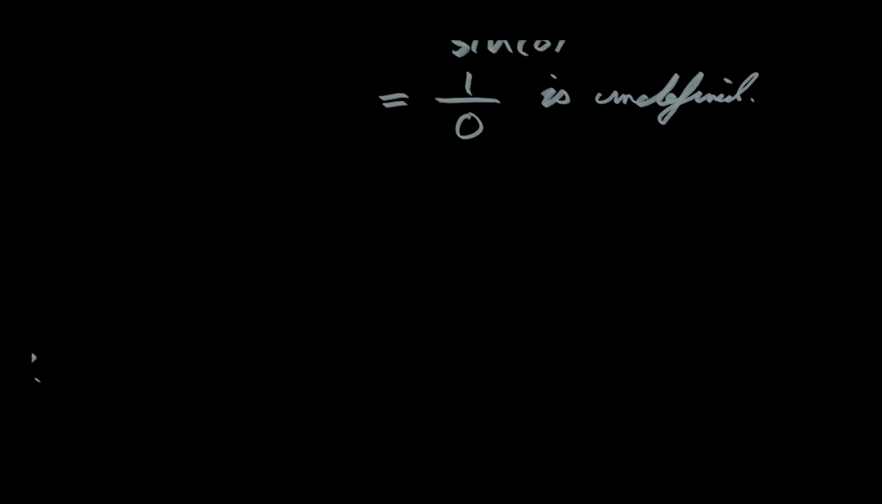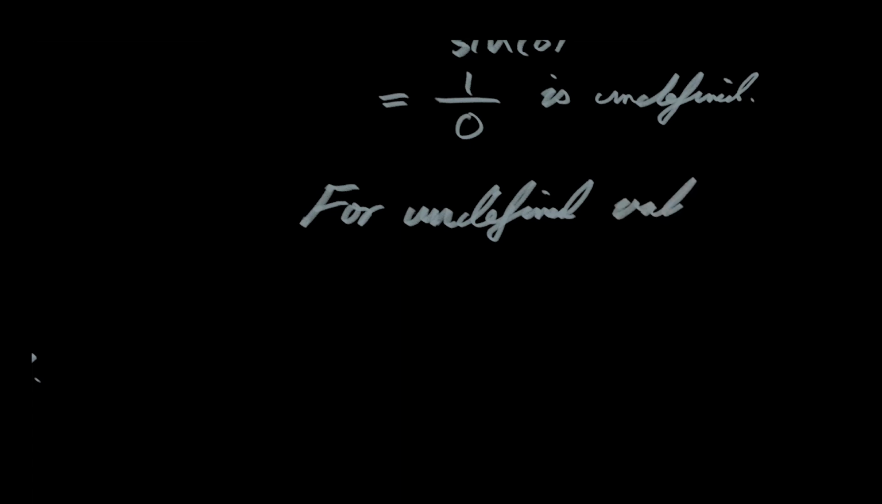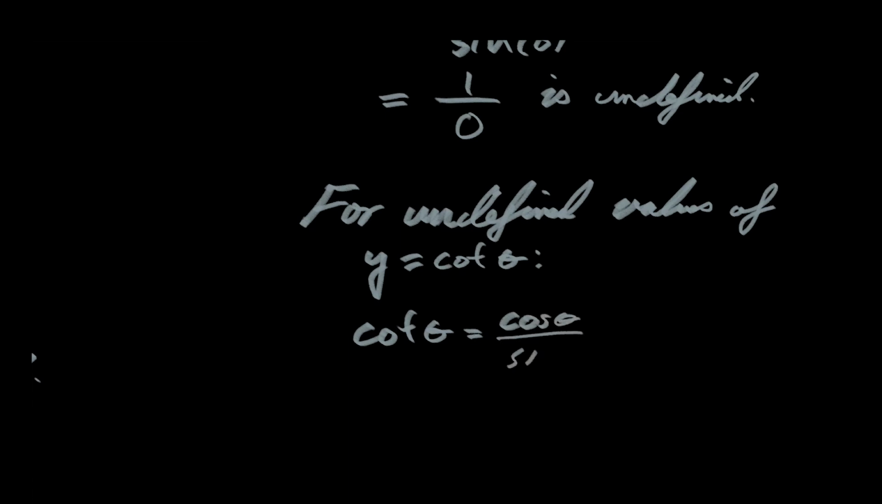So for the undefined values of y equals the cotangent of theta, okay, that's what we're trying to find. Well, cotangent of theta is just cosine of theta over sine of theta, right? So what makes this function undefined is when sine of theta equals 0. So we have to find all the values for theta that make sine of theta equal to 0, okay?